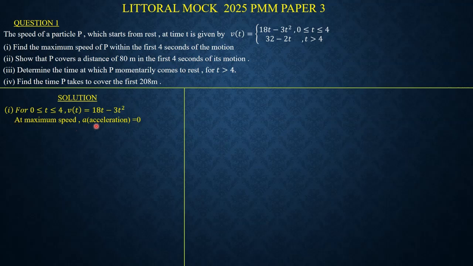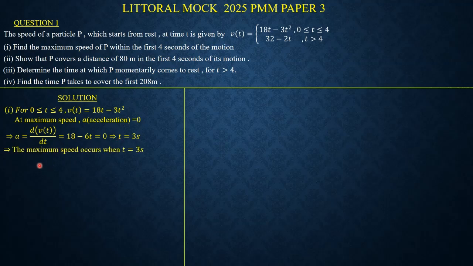So at maximum speed, the acceleration is equal to 0. And we know that if we want to get the acceleration, we simply need to differentiate the speed with respect to time. Differentiating this expression, 18t minus 3t squared, with respect to t, we are going to have 18 minus 6t, from which we can get the value of t, which is 3 seconds.